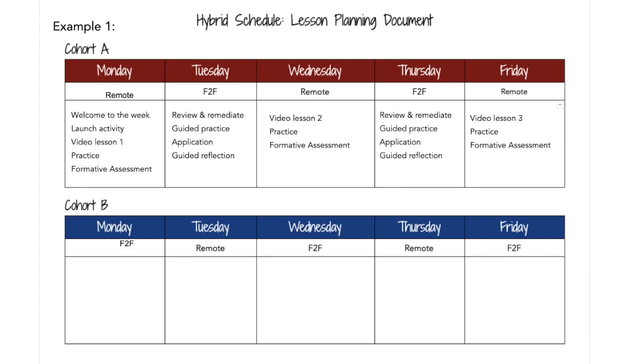Here is just a very basic outline of what cohort A might be working on through 1 week. And just to clarify, we're not planning double time every day, that what cohort A does on Monday is what cohort B should do on Tuesday.